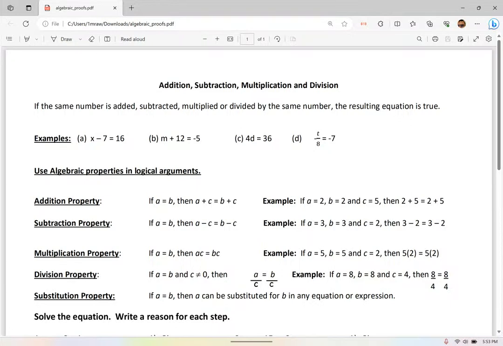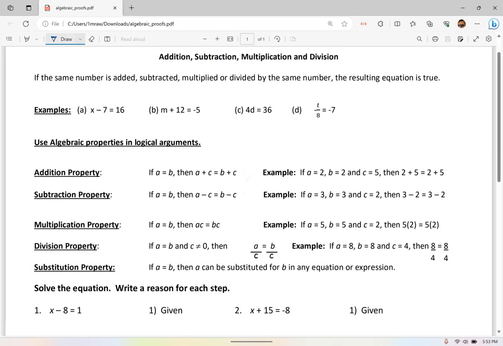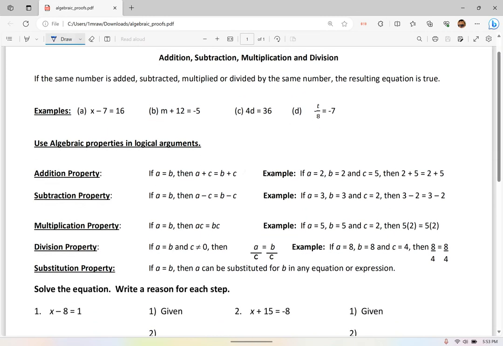All right, so today we're going to be talking about addition, subtraction, multiplication, and division properties. Similar to what we were doing the other day when we were solving our equations using two steps, one steps, and so forth. It's kind of like the examples right here. So here we have x minus 7 equals 16, right?